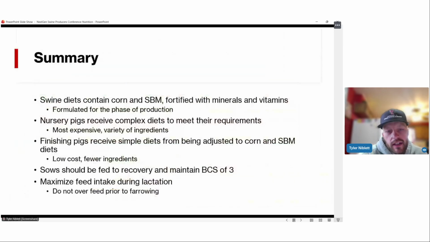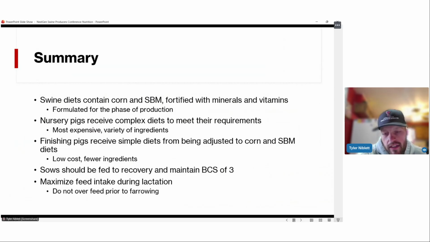So in summary, our swine diets basically include corn and soybean meal, fortified with our vitamins and minerals. The best way to accomplish that is through supplemental vitamin mineral packs with your feed mill, and it's formulated based on the phase of production. Complex diets are utilized in the nursery. Finishing pigs consume the simplest diets, lower cost and fewer ingredient inclusion.